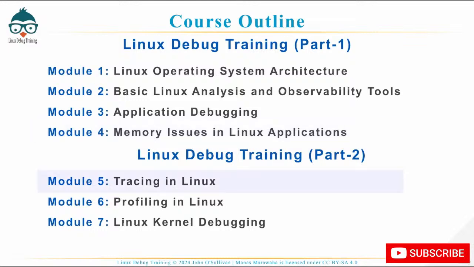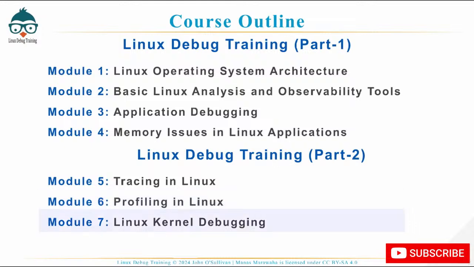Module 5 focuses on tracing in Linux. Tracing is an essential technique for monitoring and recording software behavior and execution flow at runtime. This module explores a variety of tracing tools to analyze both user space and kernel activities. Module 6 dives into profiling in Linux, emphasizing the collection and analysis of data to identify bottlenecks in performance. We'll explore memory-based and execution-based profiling and use data visualization techniques like flame graph to interpret and understand the data.